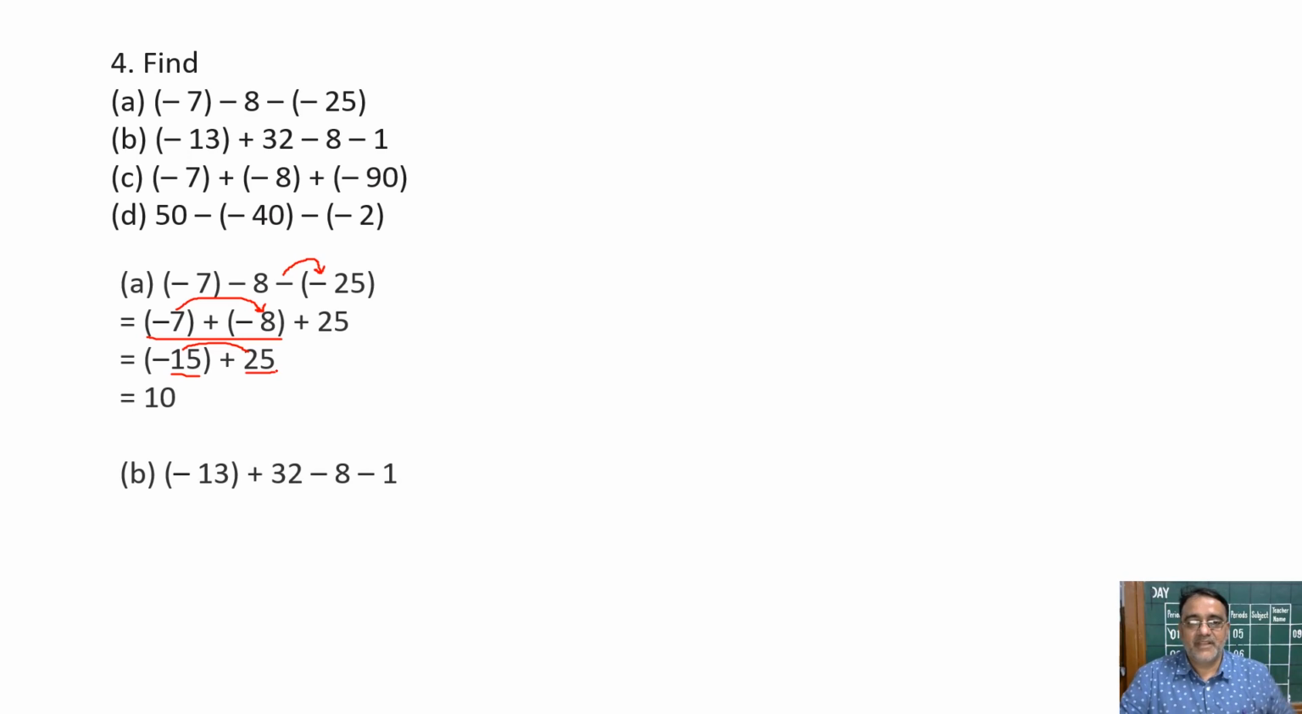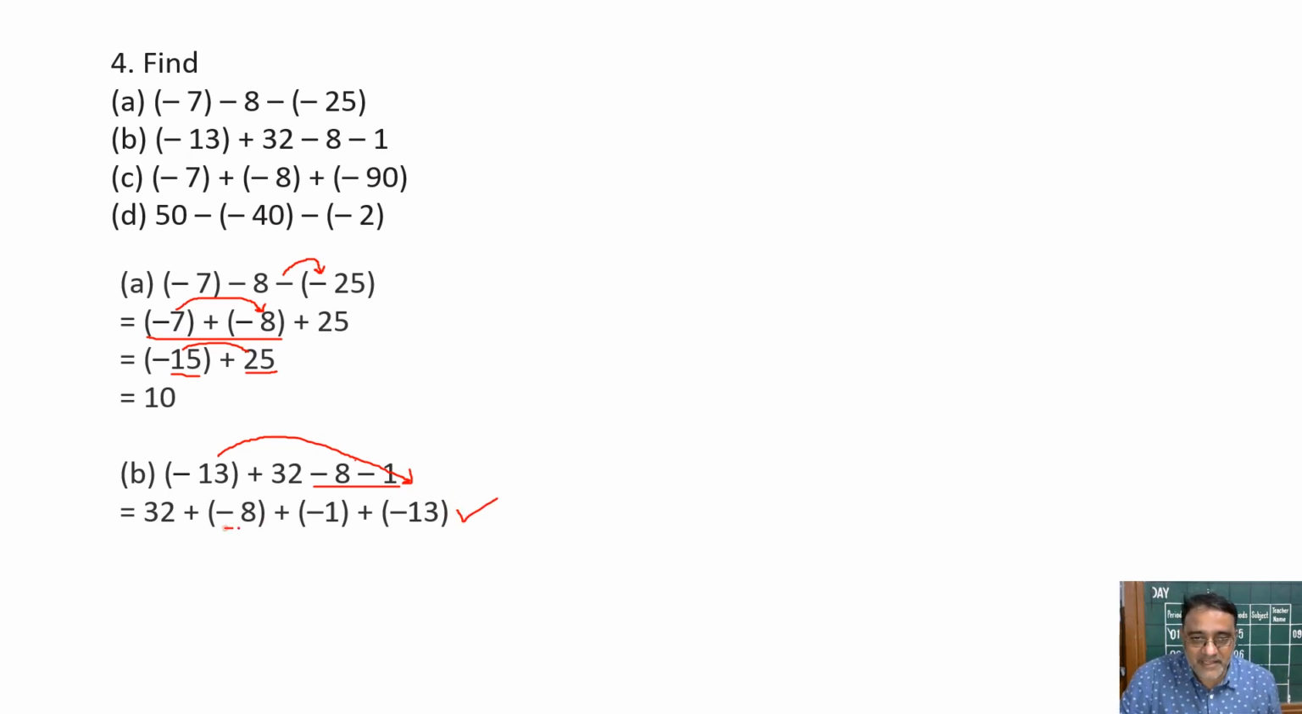Next, look carefully, next is minus 13 plus 32 minus 18 minus 1, okay? So what will we do in this? We will shift these minuses to one side. Shift this here, write it here. So 32 plus minus 8 plus minus 1 plus 13. Rearranging, this is called rearranging.